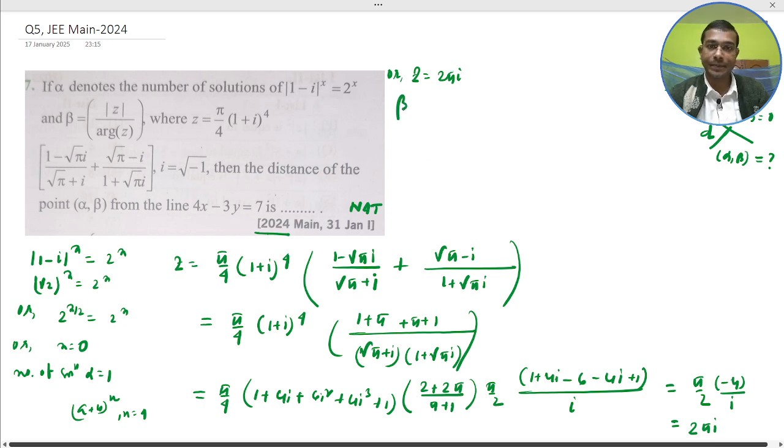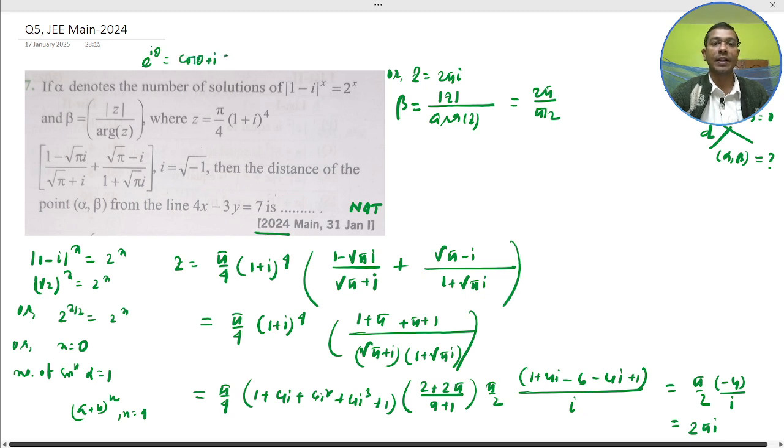So beta is given: mod z by arg z. So mod z means what? 2 pi. Arg z means what? Pi by 2. Arg z is pi by 2, because of the Euler theorem, e to the power i theta equals cos theta plus i sin theta. Just put this value. So here beta would be what? Pi cancel, 2 into 2, 4. Beta is 4.